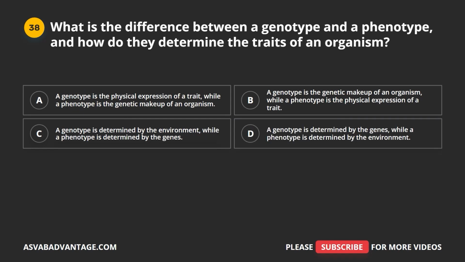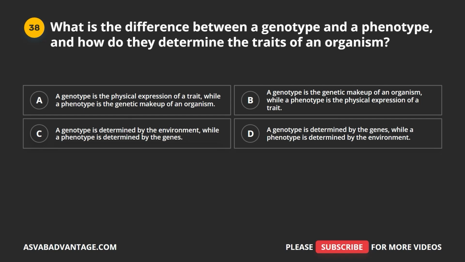Question 38. What is the difference between a genotype and a phenotype, and how do they determine the traits of an organism? A. A genotype is the physical expression of a trait, while the phenotype is the genetic makeup of an organism. B. A genotype is the genetic makeup of an organism, while the phenotype is the physical expression of a trait. C. A genotype is determined by the environment, while a phenotype is determined by the genes. D. A genotype is determined by the genes, while a phenotype is determined by the environment.